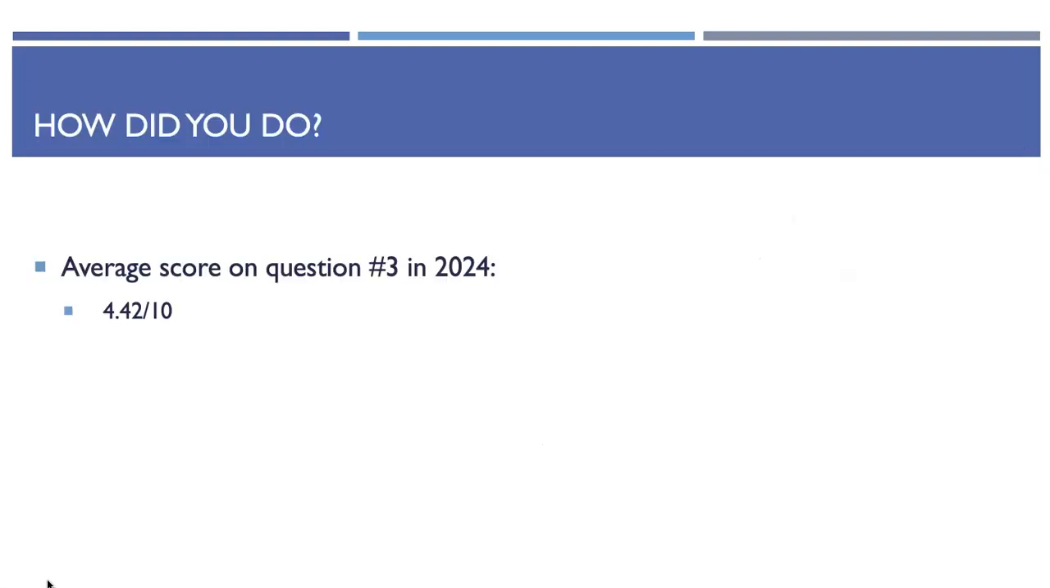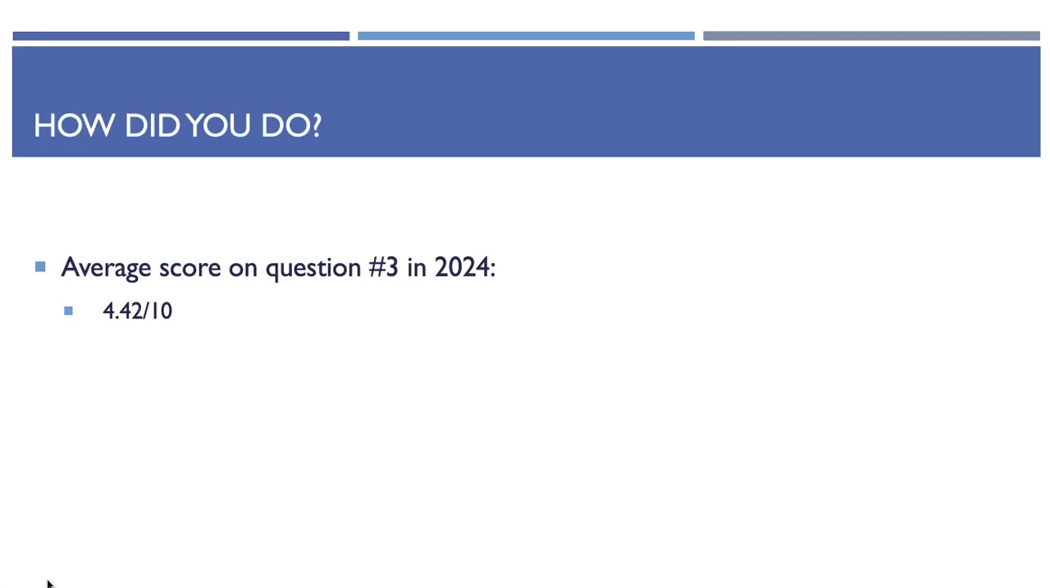How did you do? In 2024, the average score on question 3 was 4.42 points out of 10. So if you earned 4 or 5 points, you're right on track. You're at or above the national average here. If you earned 6 or more points, you're doing very well.